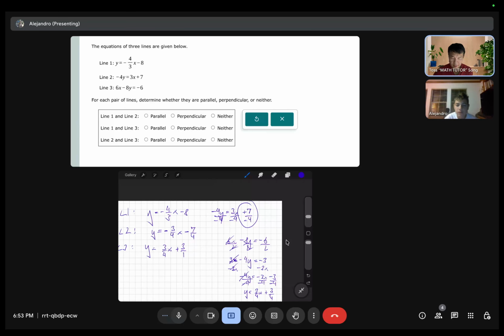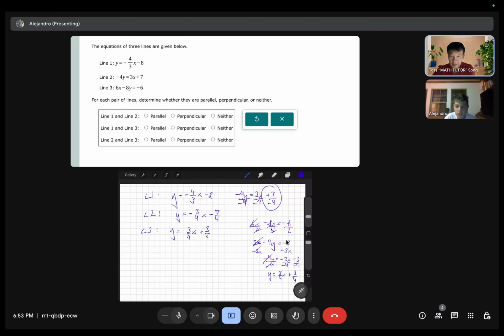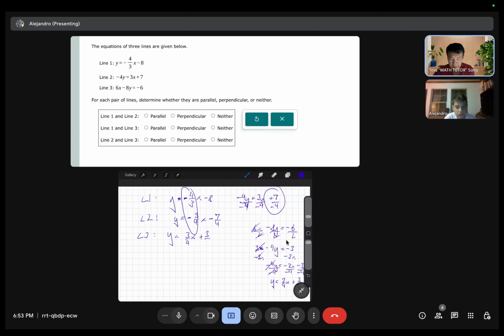Okay, let's answer the question now. So line 1 and 2, we're looking at these 2 here. Are they parallel, perpendicular, or neither, based on the slopes that you can see here?